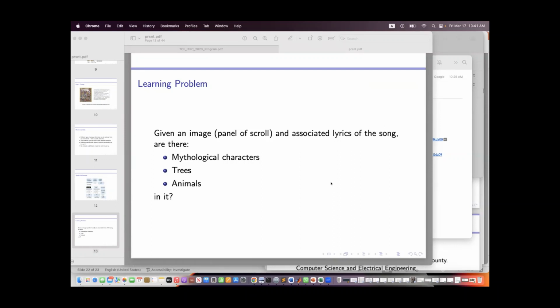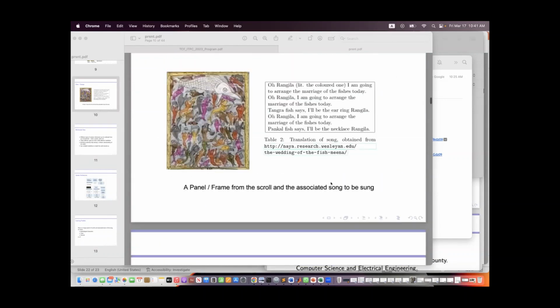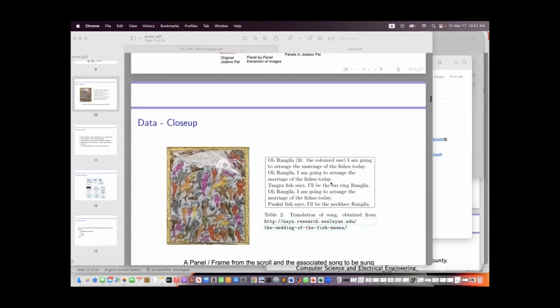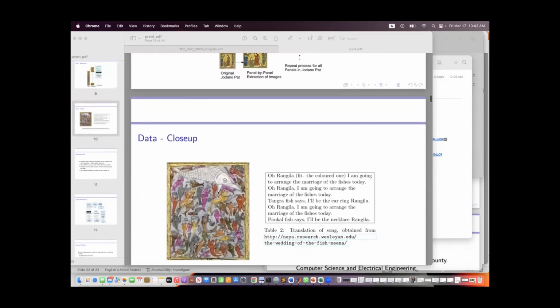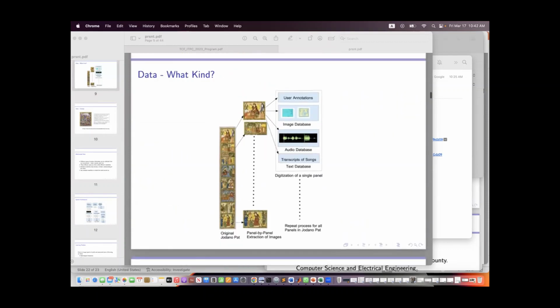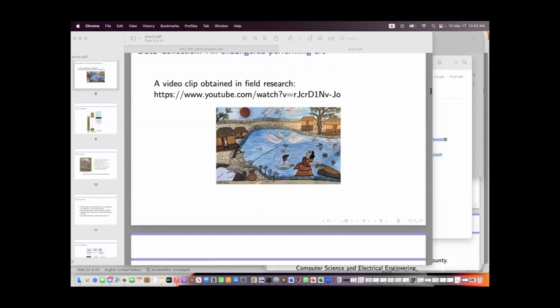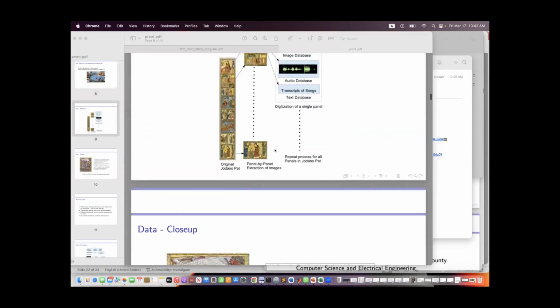Are there trees in the diagram? So for instance, if you looked at this scroll, you would probably say that there isn't a tree, but you would say yes to, are there animals in here? But if you looked at this, you would notice there is a tree. So we are trying to do object detection from this, but this really doesn't have a mythological character in it.